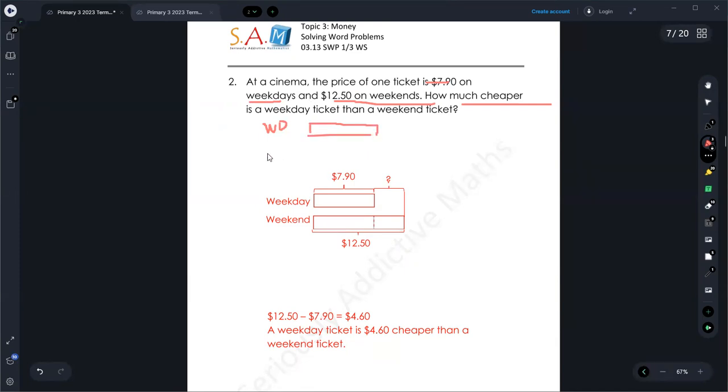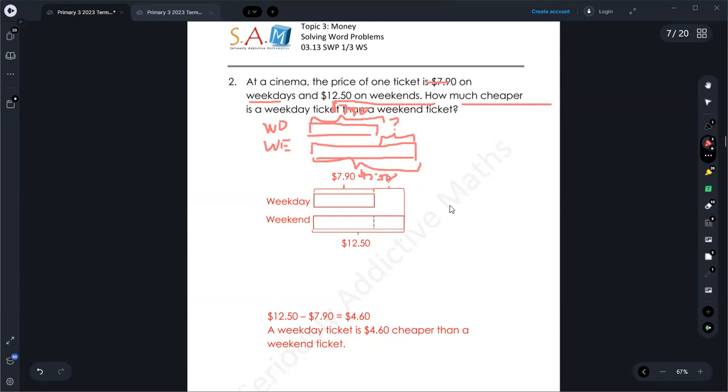And then the weekend price, right? Weekend ticket is longer because it's $12.50. So they draw a longer one. Okay, and then let's not forget, always put in numbers first. So this would be $7.90, and the bottom one will be $12.50, right? Okay, so yeah, I don't have space here because most of it is taken up, so you get the idea. And then very important, right? How much cheaper is where this question mark?